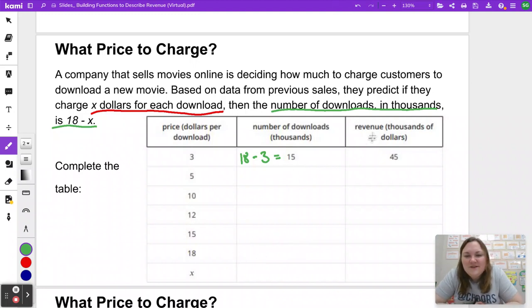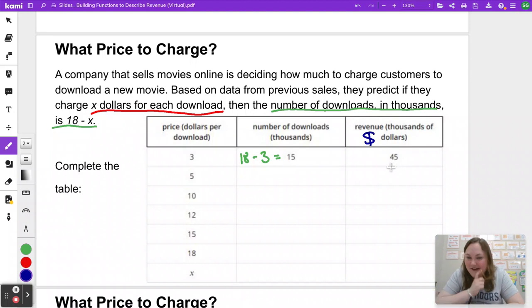The last column here is about revenue, and we said revenue is the money you make. And so they have figured out if they price each movie at $3, they're going to make not $15, but $15,000. Oh, I'm sorry, I said make. They're not making $15,000. They're going to sell 15,000 downloads. The question we need to figure out then is, how much money do they make?